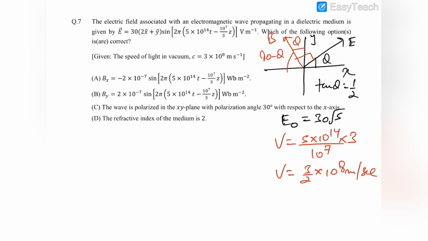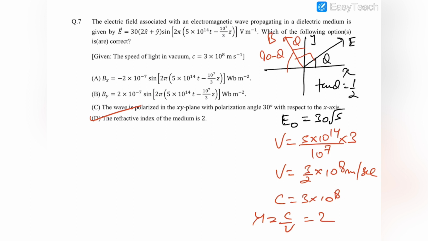Okay, so this is the speed, and therefore we can say that the speed of light is 3 into 10 raised to power 8. So mu is equal to c by v. So mu is equal to 2. So one of the correct options is D.